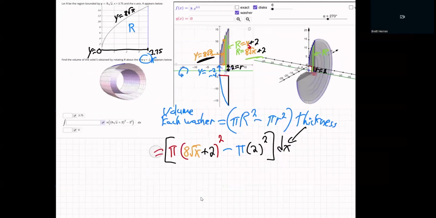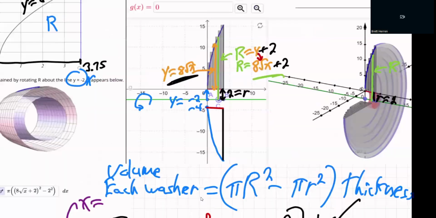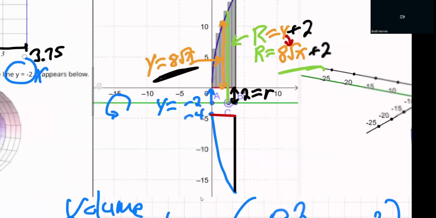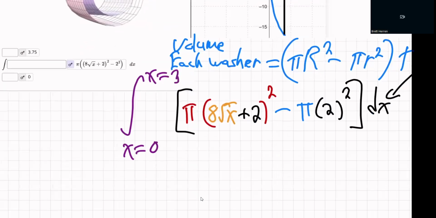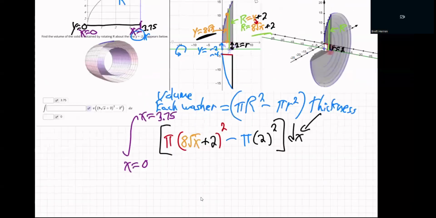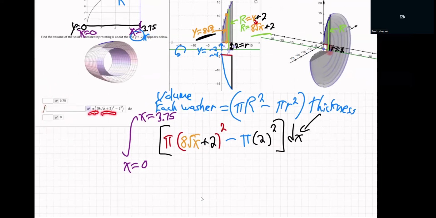All right, and then we're doing that integral from x equals what to x equals what? Because it's a dx integral, we're stacking along the x-axis from here to here. That's easy to see. That's x equals 0 to x equals 3.75. So 0 to 3.75, and there's our integral. Put the pi outside: the integral of 8 root x plus 2, squared, minus 2 squared, dx.